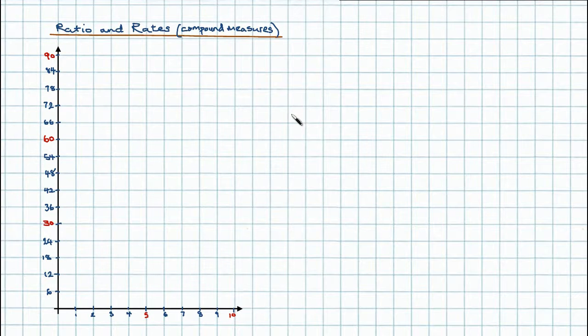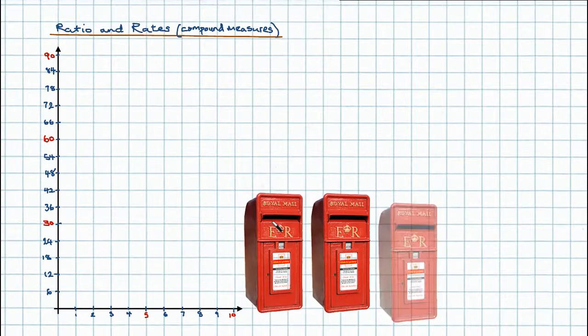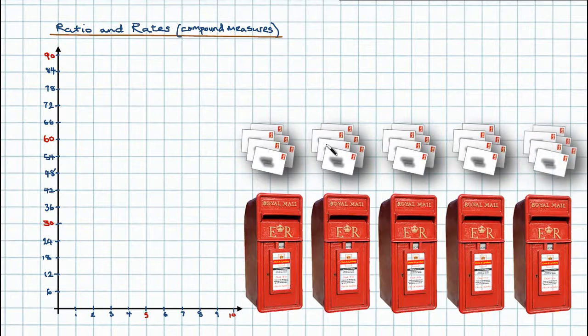So ratios, unit ratios, rates, these are all subtly different ideas, and in this video we're going to try and tease out the differences between them and how to work with them so that we can answer, for example, exam questions. So let's just start with what we know about ratios. If we've got 5 letter boxes and we've got 30 letters, then we can say the ratio of letters to letter boxes is 30 to 5.